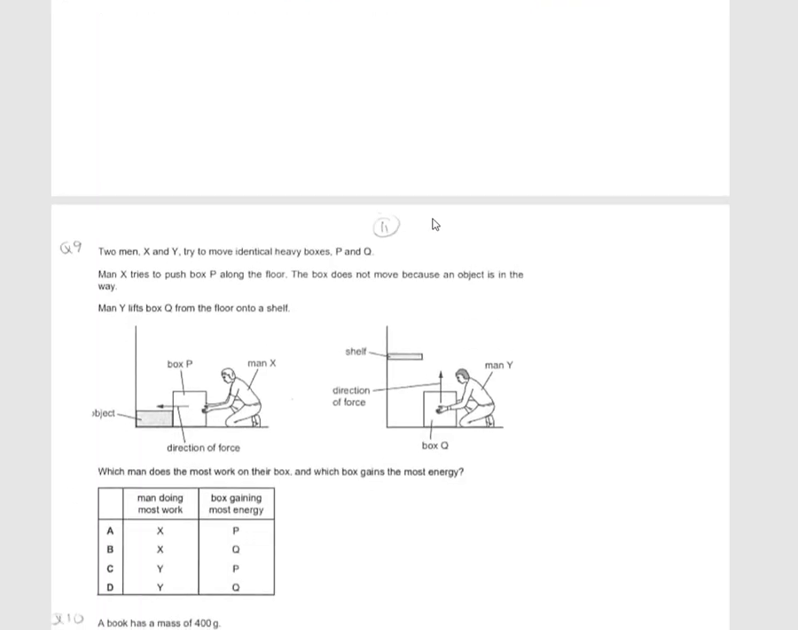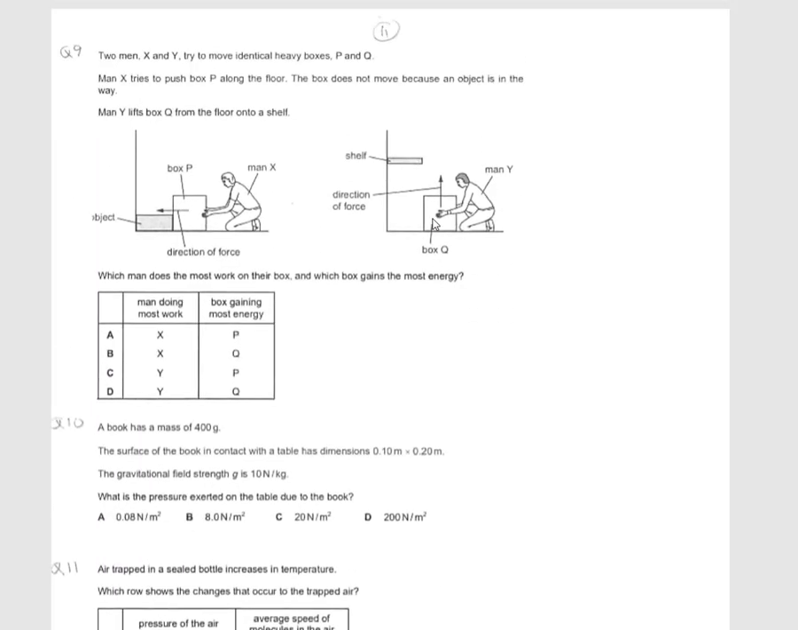Let's go to the next one. Okay, now this one is: which is the case? Which man does the most work on the box, and which one gained the most energy? Okay, let's take a look. Now this guy is pushing the block, but the block is not moving because the block is already there. Now this one is lifting up, so the box needs to go all the way here. Here he is pushing it, but he can't push it because there's no space to move, so there's no movement. So here it's lifting it up, so it moves.